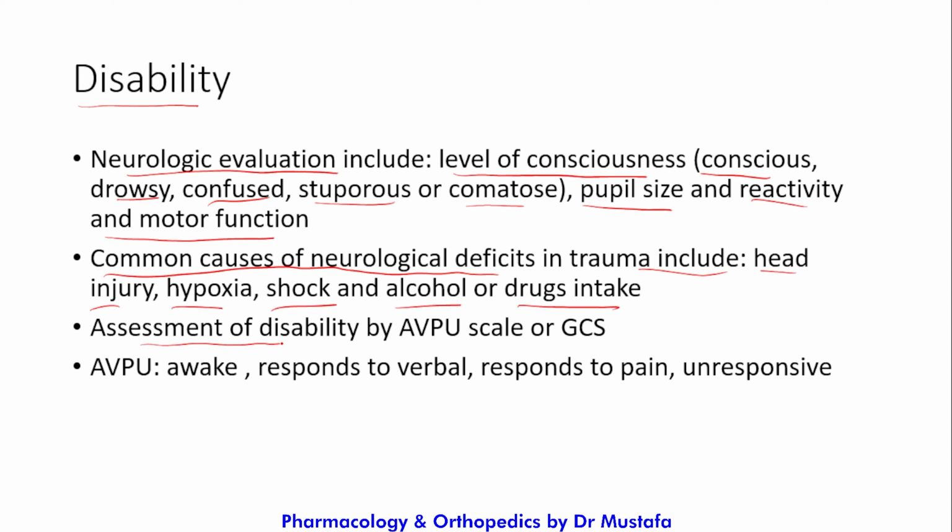Assessment of disability is either by the AVPU scale or the Glasgow Coma Scale. The AVPU stands for A, awake, V, response to verbal, P, response to pain, and U, unresponsive. And the AVPU scale is really simple. The patient is either awake, responds to verbal, responds to pain, or is unresponsive.